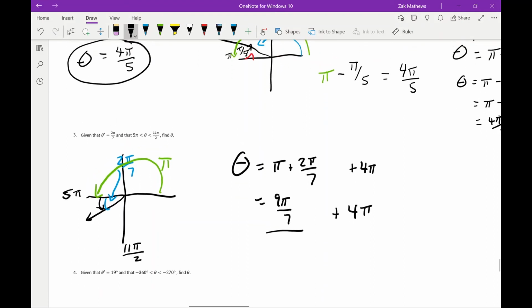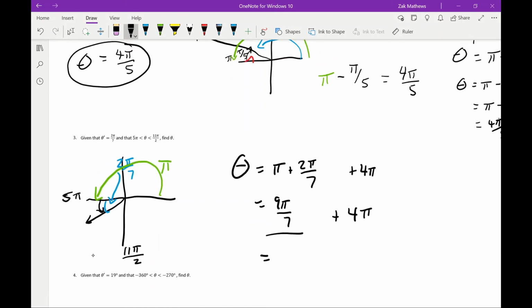And so if we add the 4 pi to this, we would have 28 pi over 7, plus 9 pi over 7, is 37 pi over 7. We need the common denominator being 7. 28 pi plus 9 pi is 37 pi over 7. And so that will be our answer.